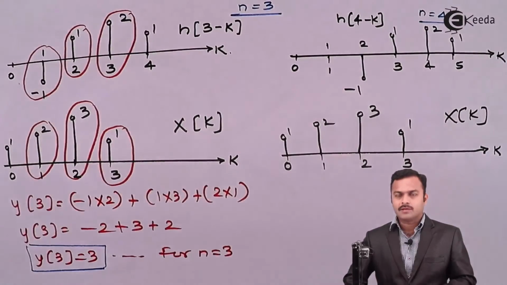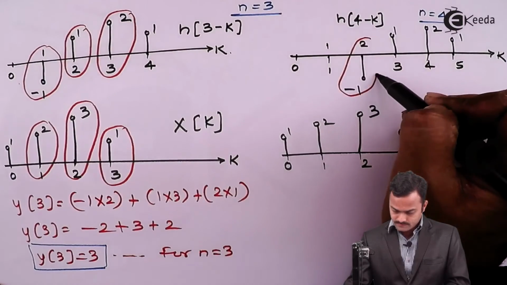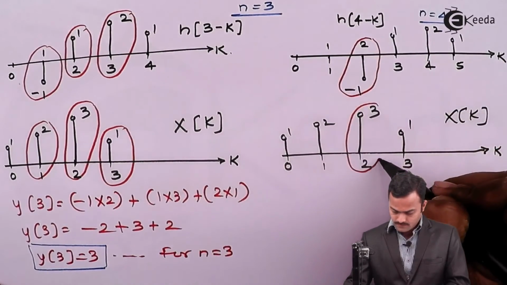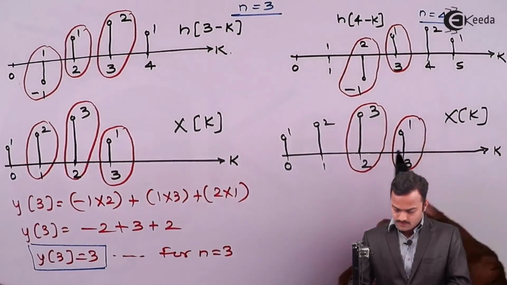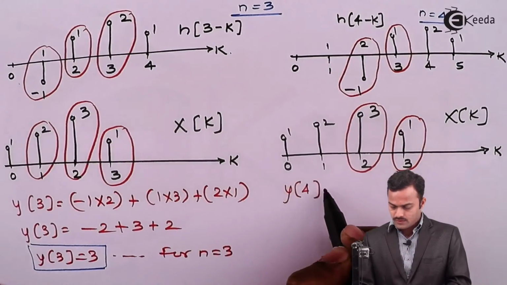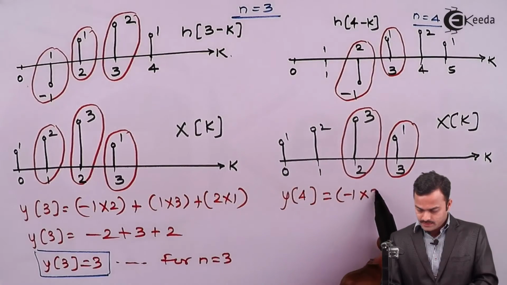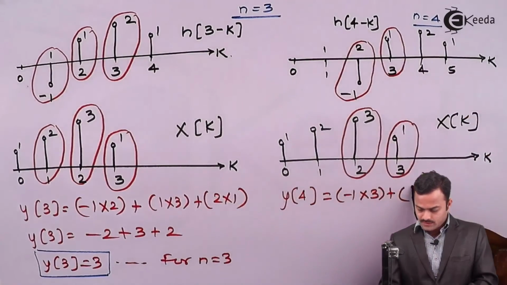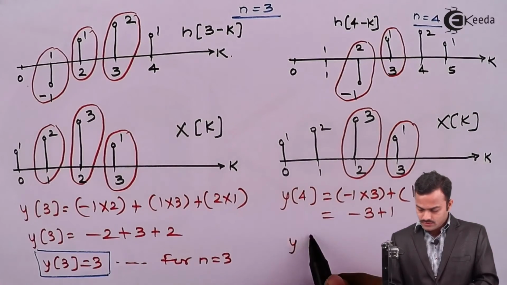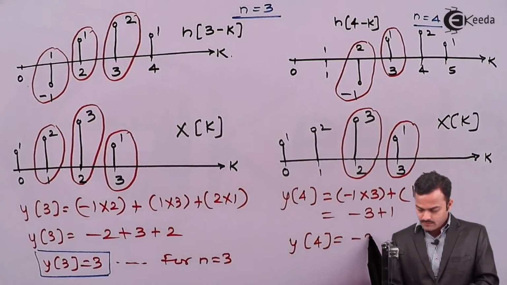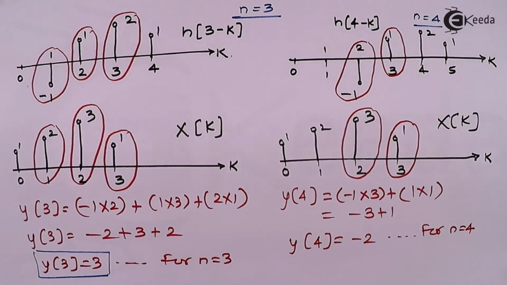We need to check how many sample points are common. So over here we have 2 sample points common. Which will give y of 4 as minus 1 multiplied by 3 plus 1 multiplied by 1. So it is minus 3 plus 1. So y of 4 we will get as minus 2 for n equal to 4.